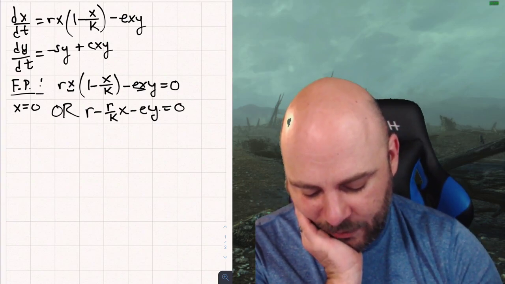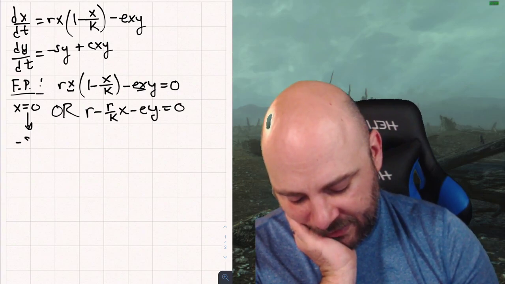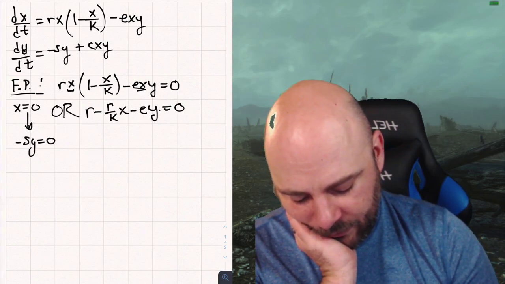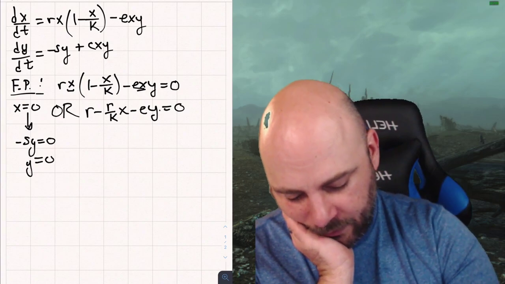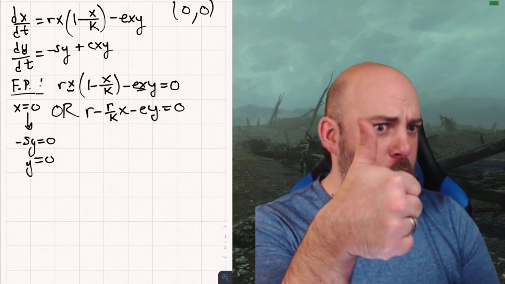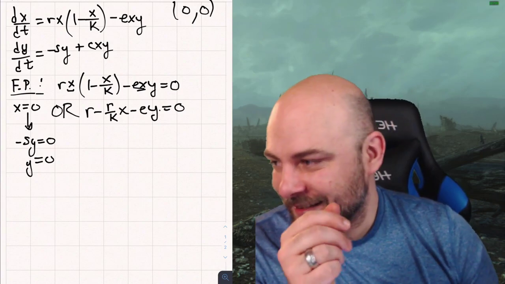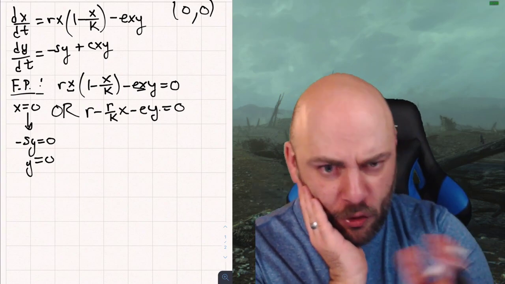All right. Let's use the x equals 0 fact here. Okay. So I've got negative sy equals 0. So this implies that y equals 0. So we've got the origin is our first fixed point. Awesome. The origin's always nice because it's relatively beautiful when you plug it into the Jacobian. Everything cancels out and it's awesome.